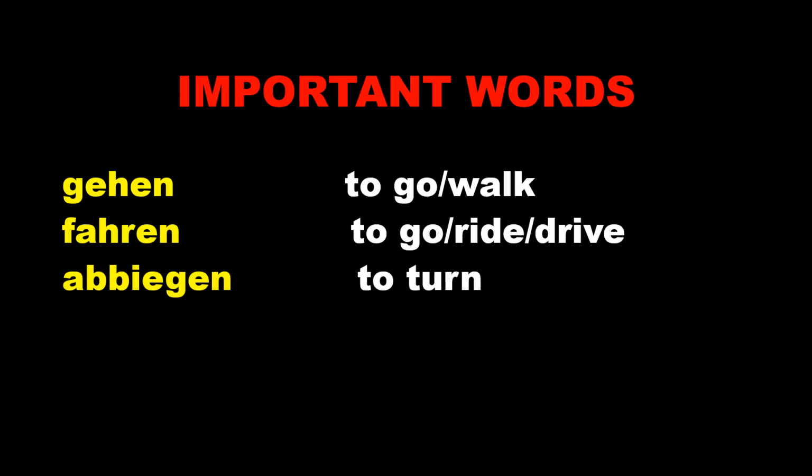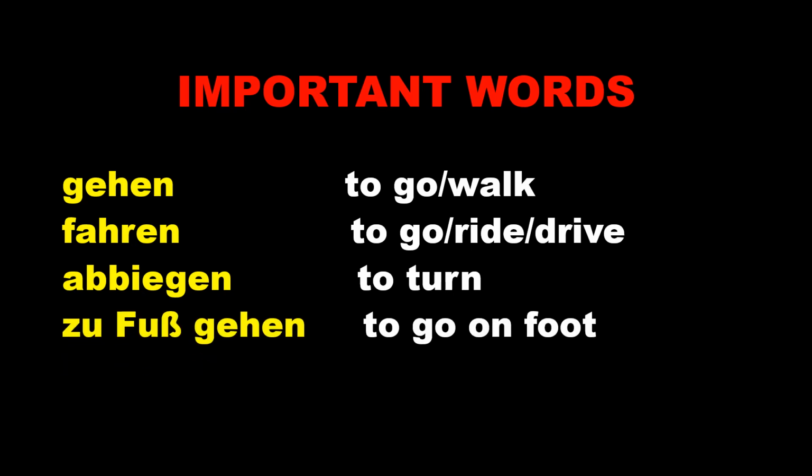Let's check out the next word, abbiegen, which means to turn. Next word is zu Fuß gehen, to go on foot. Next one is nehmen, to take. When you want to say take the bus, take the train or like that, in that manner you have to use the verb nehmen. So gehen, fahren, abbiegen, zu Fuß gehen, nehmen. These are the few verbs quite frequently used while giving directions.